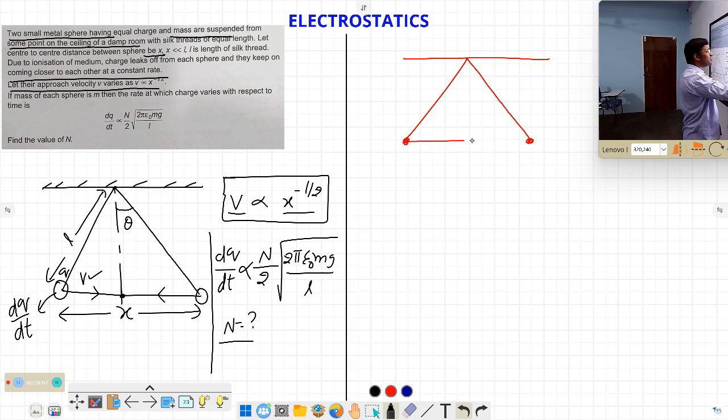The separation between these two is how much? X is given from the equilibrium position. So it makes an angle theta here. And here you need to understand there is an electrostatic force of repulsion like this. Mg will be there like this.